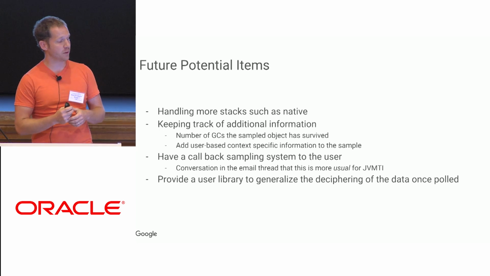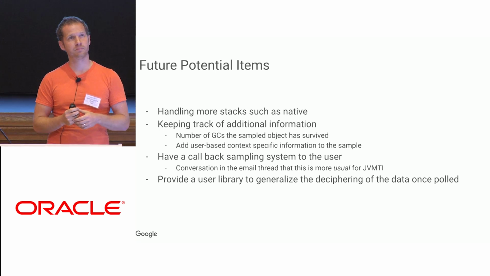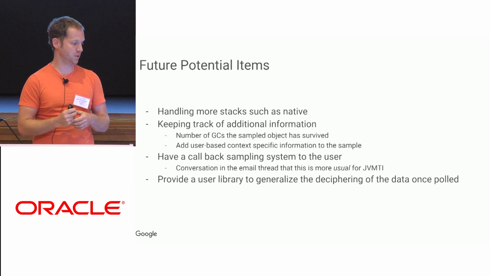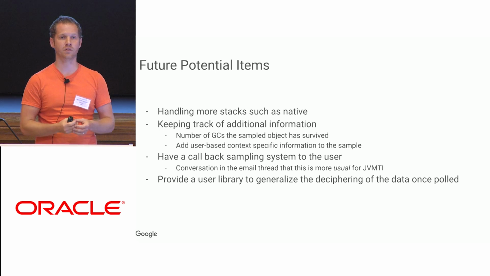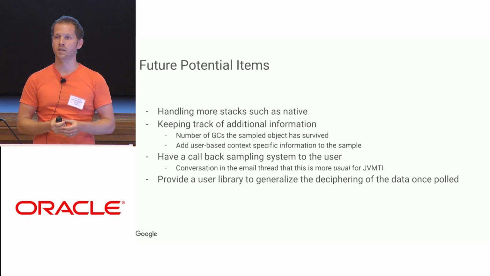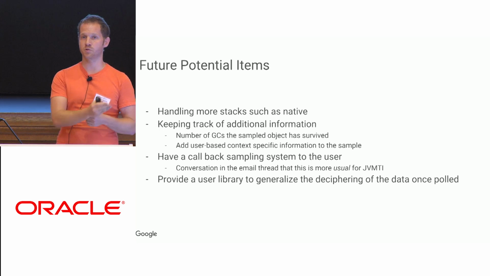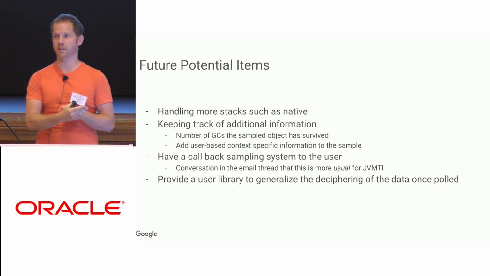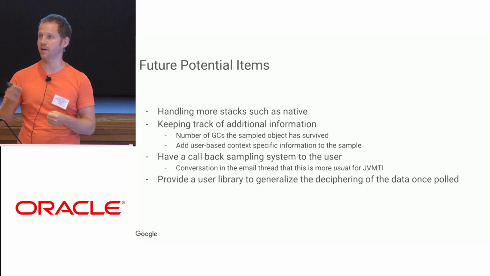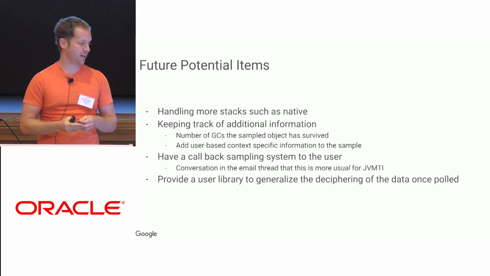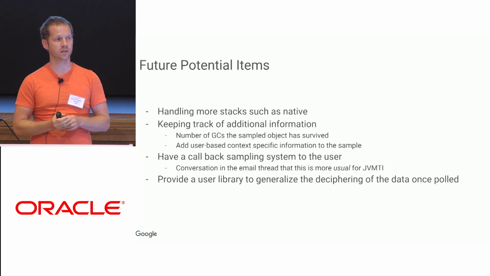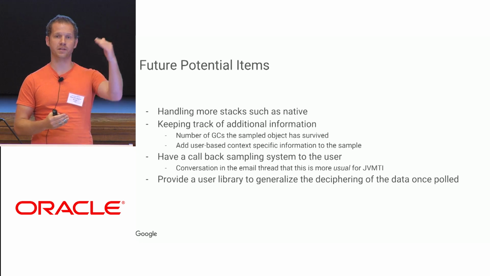Keeping track of additional information. You have the fact that this object is alive, but you don't know how long ago it was allocated. There have been requests, at least internally, to figure out how many GC cycles it has survived. Since we go through that list anyway, it's easy to bump an integer up every time. And then add user context information. It's a feature we have, which allows you to say, well, I'm at this point and that point.